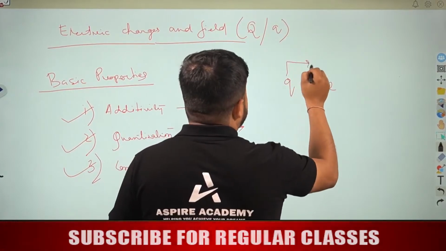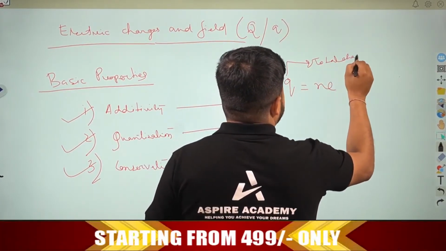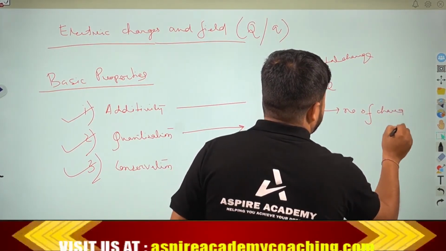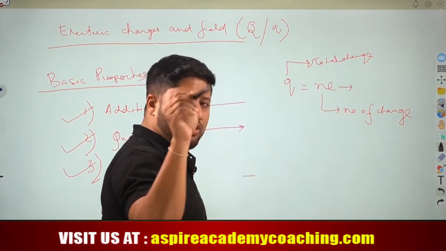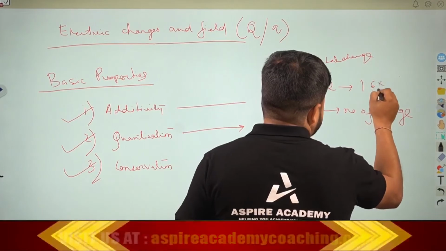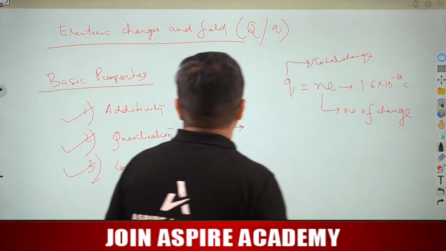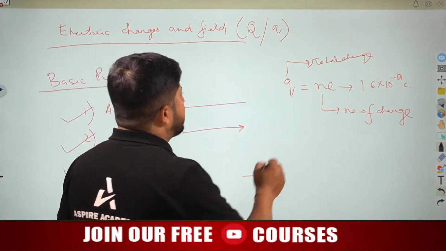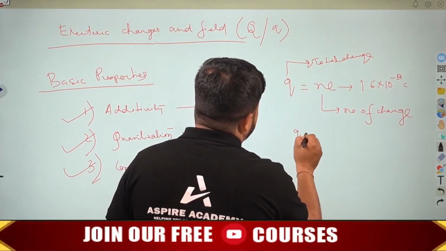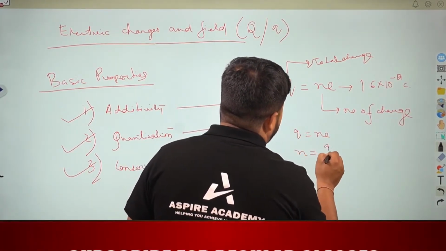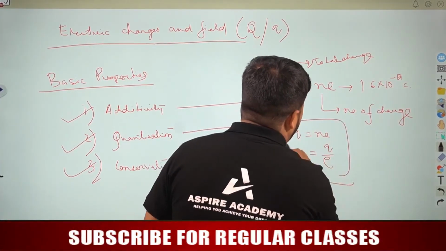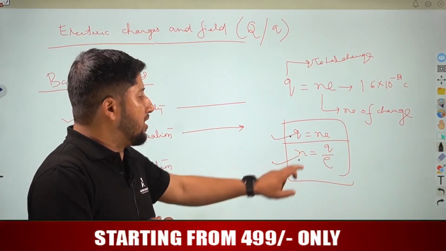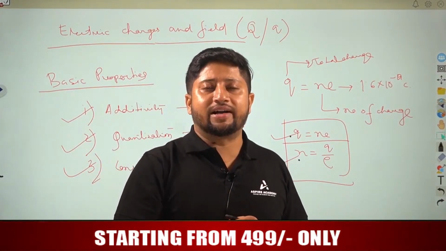So Q is equal to what? Total charge. N is the number of charges. E is the value of charge, which we have already discussed: 1.6 into 10 to the power minus 19 coulomb. So this is all about the quantization of electric charge. Q is equal to NE. From this formula we can also calculate the number of electrons. We know Q is equal to NE, so N is equal to Q by E. According to this formula we can derive the total charge and the number of charges. So this is about the quantization of electric charge.